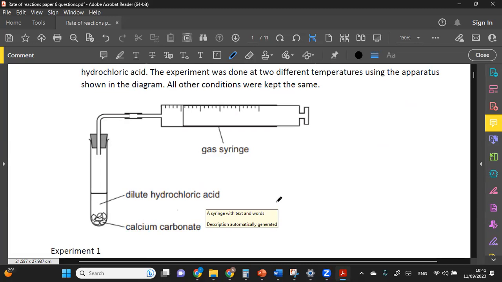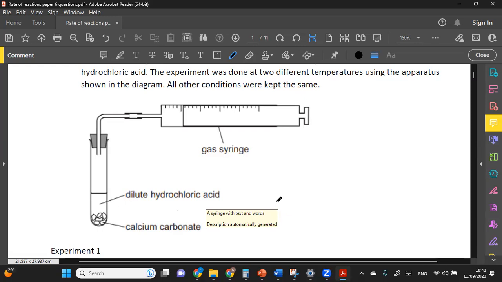We could replace the bigger pieces of calcium carbonate with smaller pieces. Teacher, can we just do the same experiment 2 to 3 times with different timings? Or different, like what I mean is, we can use powdered calcium carbonate, or we can repeat.